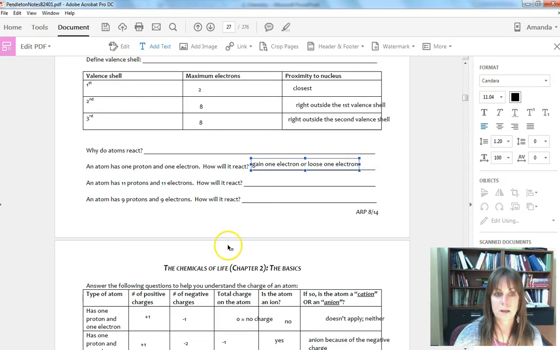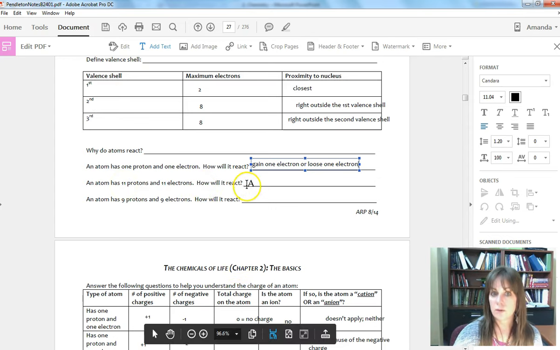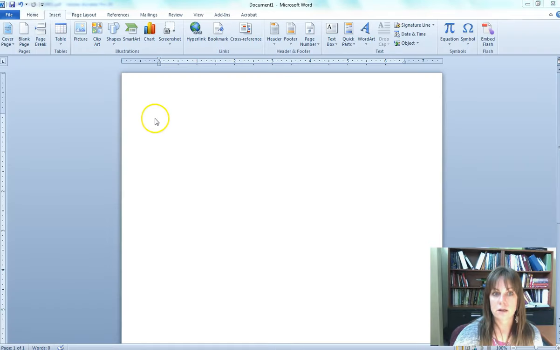Okay. So let's look at this one. An atom has 11 protons and 11 electrons. Again, how will it react? Which one do we care about? Just electrons. Electrons are what we care about with reactions. So let's go over here to this Word document and see if we can do it this way. So 11 electrons.